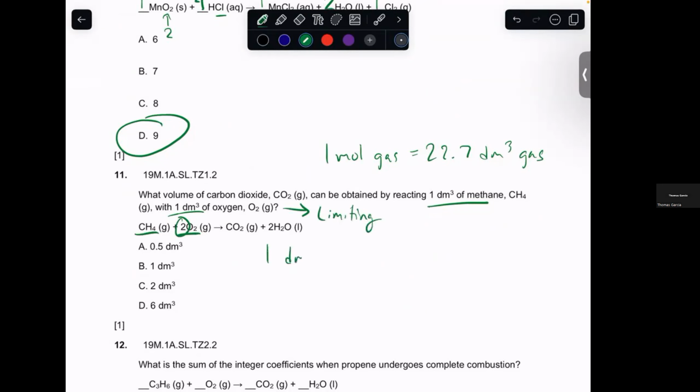So I will start with 1 decimeter cubed O2. And for every 2 O2, we have 1 CO2. So once again, we are dividing by half. And for number 11, our answer is A.